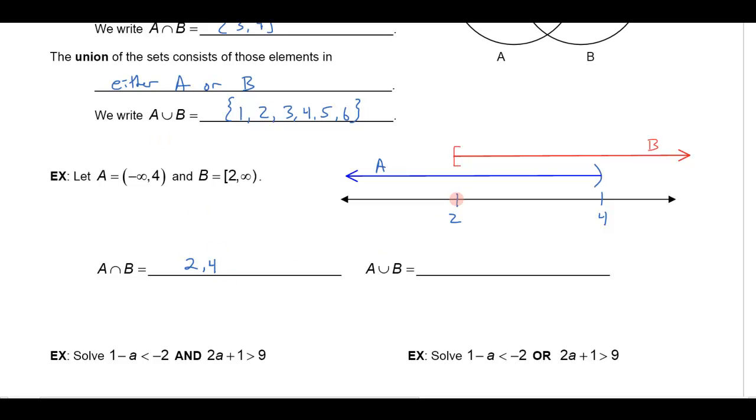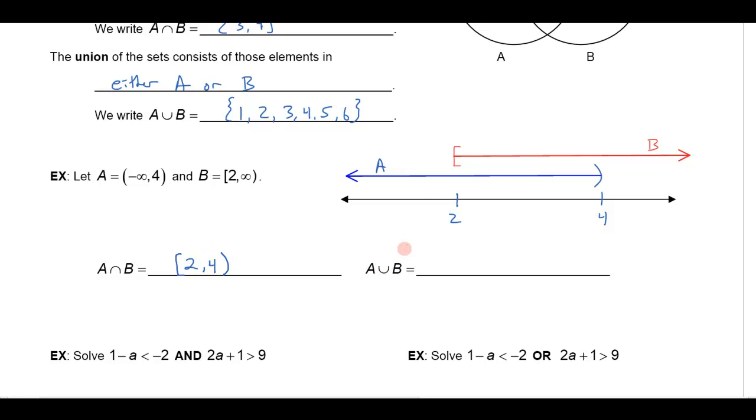And notice that at exactly 2, well, 2 is certainly in A, and you can see that because of the square bracket, 2 is also in B. So point 2 is going to be in the intersection. But over here at 4, notice that 4 is not in the intersection because even though 4 is in B, set A does not include 4. So I'd have to put that parenthesis on there.